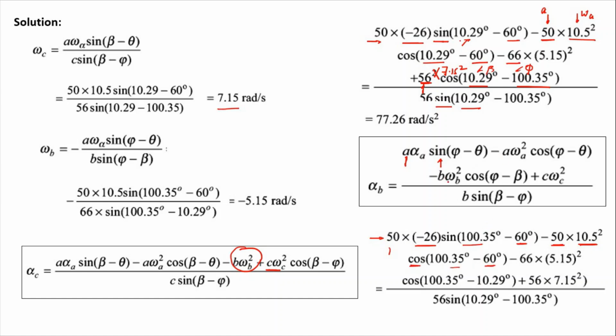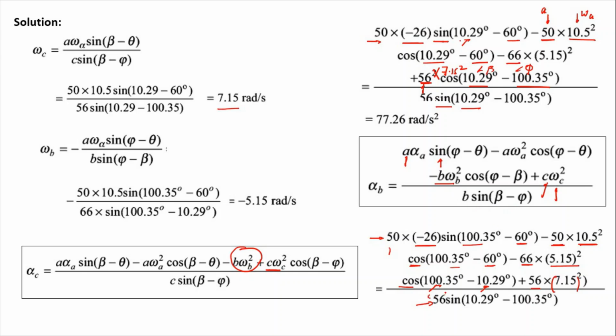Then we have minus B omega B square. So minus B is 66, omega B is 5.15 square, then we have cos of (phi minus beta). So phi is 100.35, minus beta is 10.29. Plus we have C omega C square, that is C is 56, then omega C square is 7.15 square, divided by 56 B sine(beta minus phi).